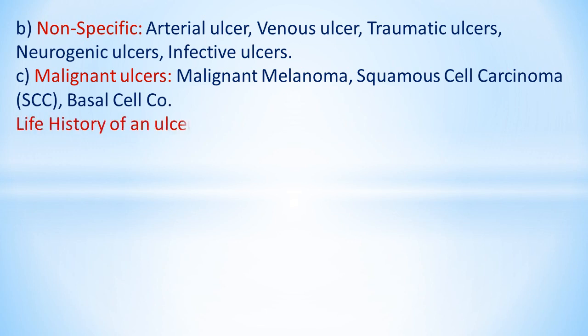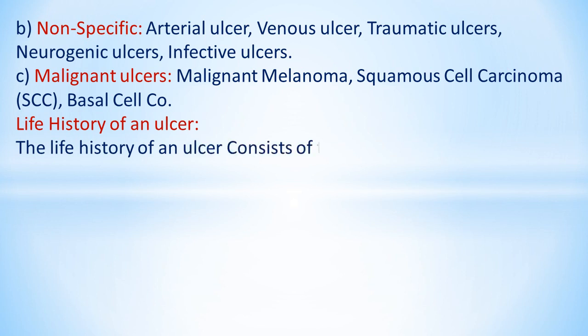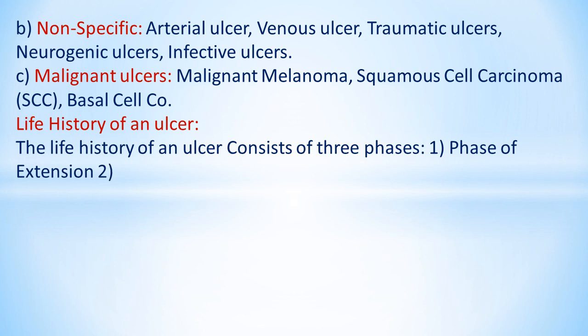Life history of an ulcer. The life history of an ulcer consists of 3 phases. 1. Phase of extension. 2. Phase of transition. 3. Phase of repair.